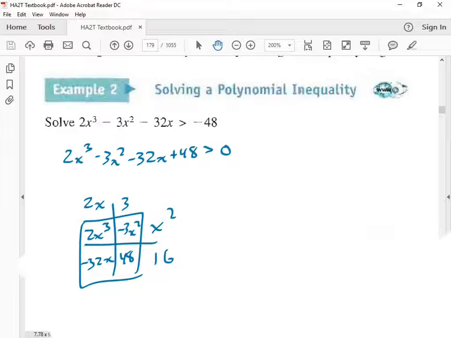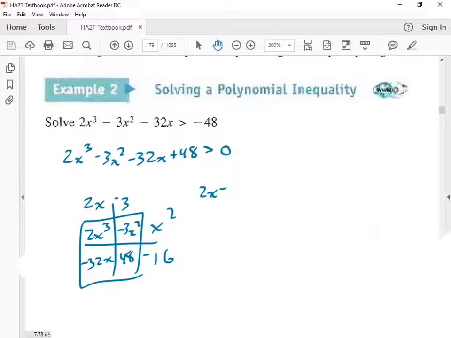Okay, now we have a problem though, because 2x times 16 does not give me negative 32, and 3 times x squared does not give me negative 3x squared. So can I fix this? It looks like I could put a negative there and a negative right here. So does it all work now? 2x times negative 16 gives me that. Negative 3 times that is going to give me that. Okay, cool. We're good.